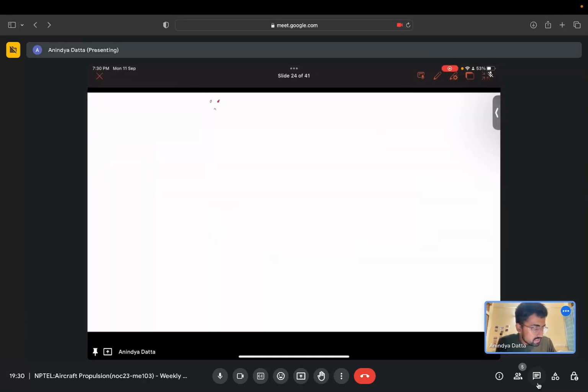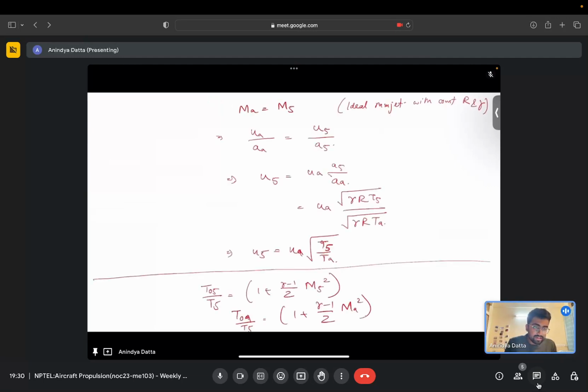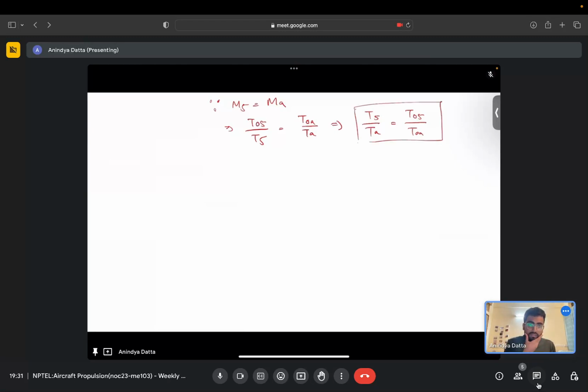Okay, now since M5 is equal to MA, you can see the right hand side of both these expressions become equal. So this will indicate that T05 by T5 is equal to T0A by TA, which is T5 by TA is equal to T05 by T0A. Alright, so we can write U5 is equal to UA times T5 minus TA, right? So this we can write UA times T05 minus T0A, okay.